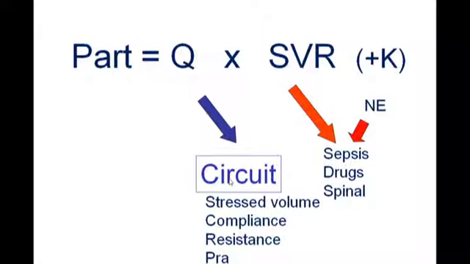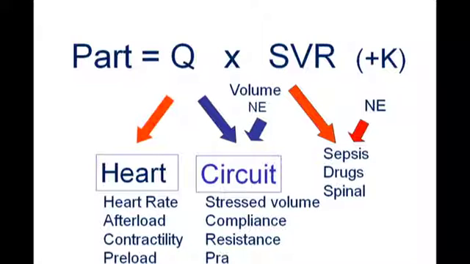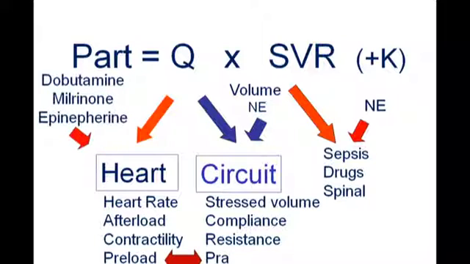On the cardiac output side, you have circuit problems, which is mainly the stressed volume. You fix that with volume, but norepinephrine can also recruit some unstressed volume into stressed volume and help you. And then, of course, if it's the heart itself, if it's low cardiac output, then the issue is to fix the heart, and the way you do that is with dobutamine, milrinone, or epinephrine, and you can have targeted therapy to go after the problem that's in front of you.